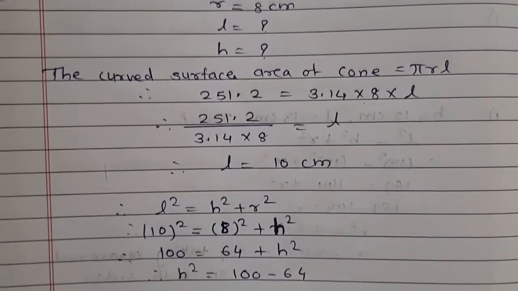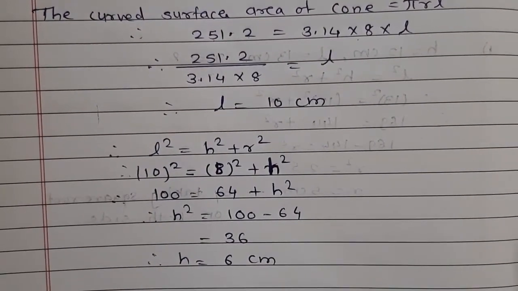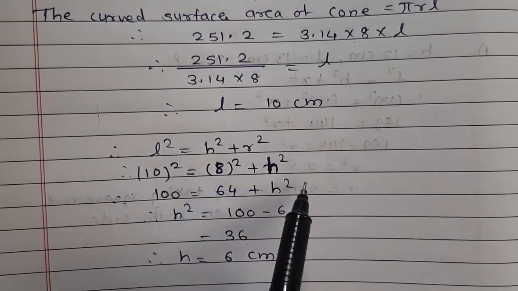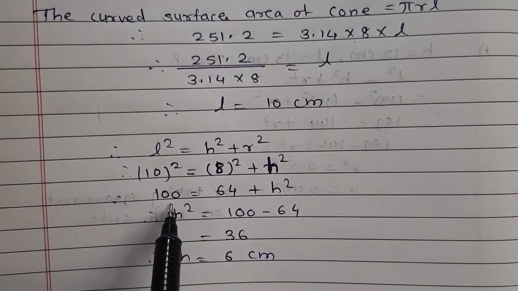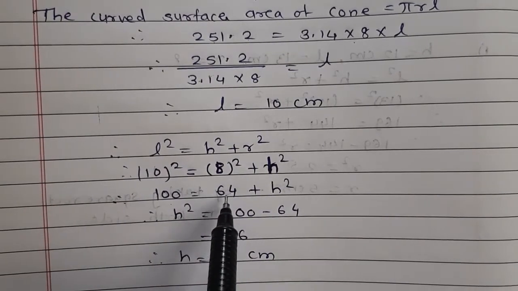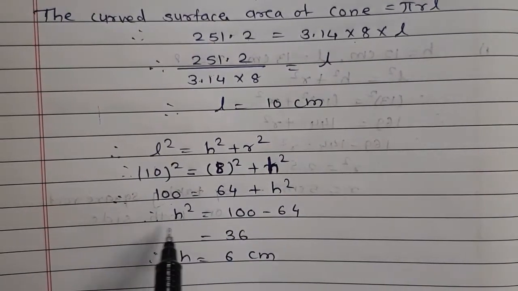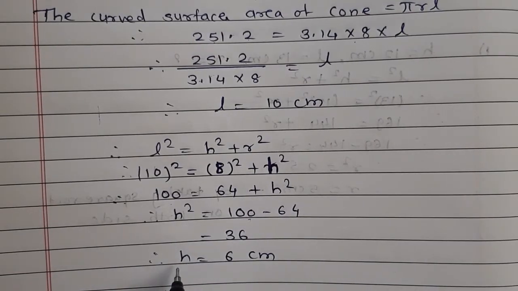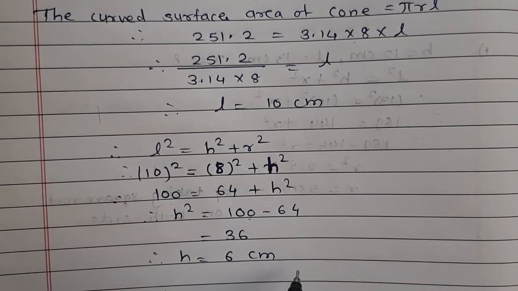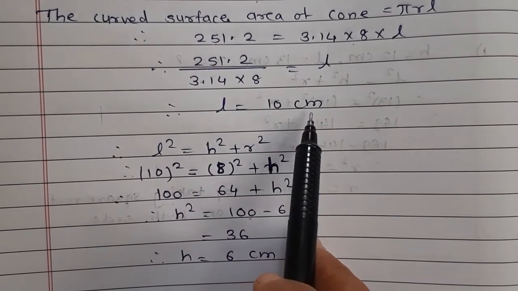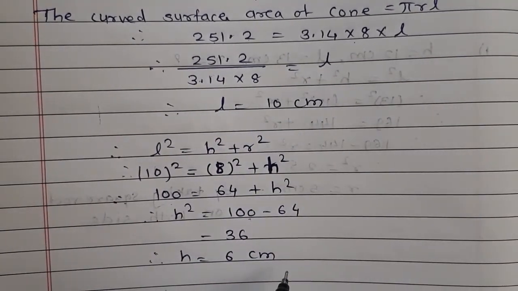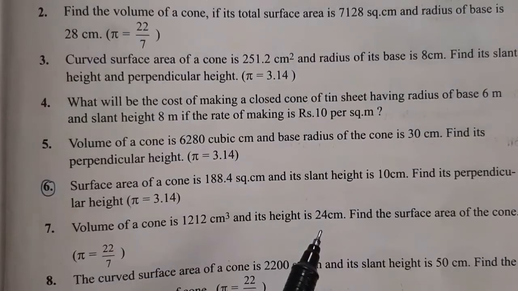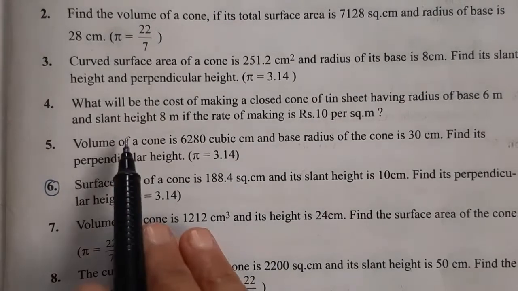Then we know that slant height square equals perpendicular height square plus radius square. So here 10 square equals 8 square plus h square. 10 square is 100 equals 8 square is 64 plus h square. So h square equals 100 minus 64, that is 36. After taking the square root, we get h equals 6 centimeter. So here slant height is 10 centimeter and perpendicular height is 6 centimeter. Understood all of you? One more example I will explain, that is the fourth one.